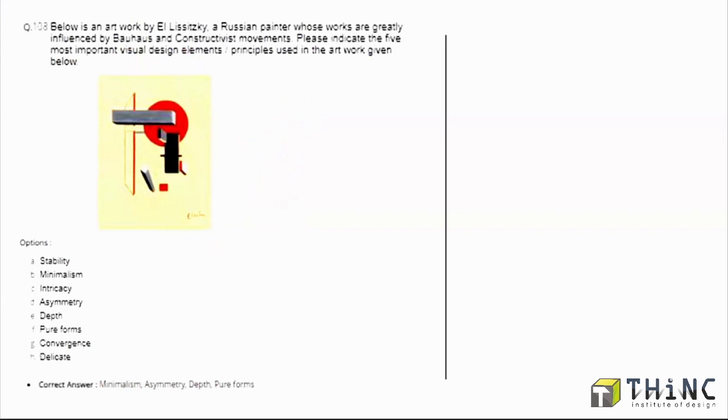Below is an artwork by El Lissitzky, a Russian painter whose works are greatly influenced by Bauhaus and constructivist movements. Please indicate the five most important visual design element principles used in the artwork given below. Options are stability, minimalism, intricacy, asymmetry, depth, pure form, convergence, and delicateness. So let's see which are the best ones.